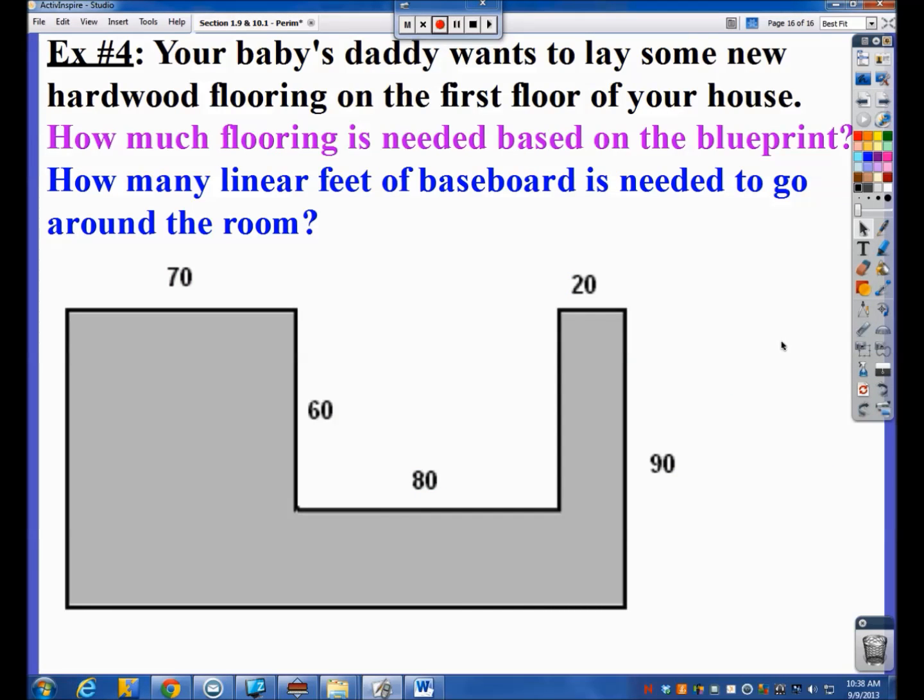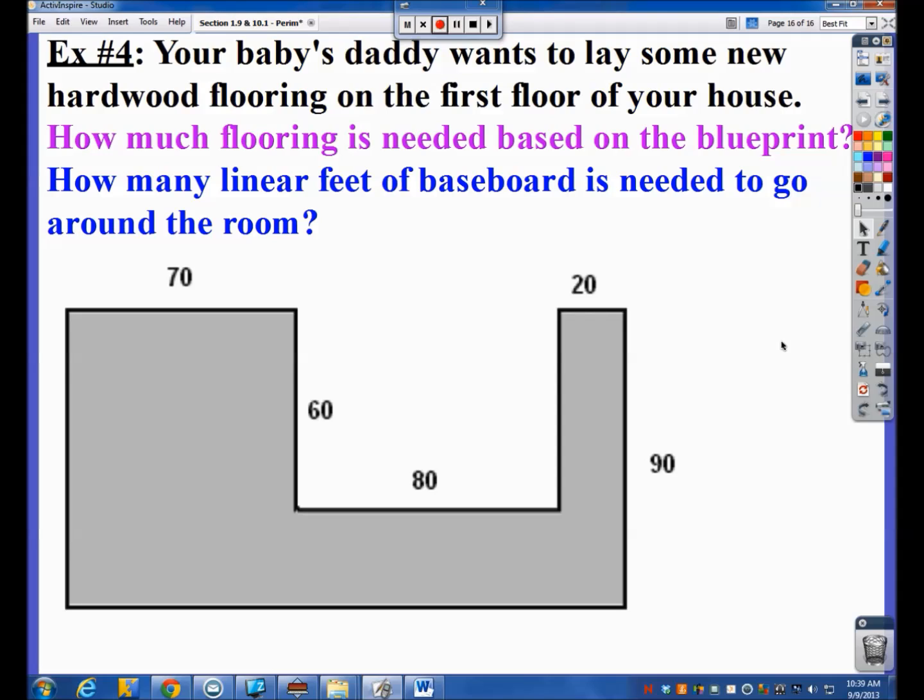And the last example, I'm going to leave this one for you guys to do. Okay? There's kind of two parts to it. It says your baby's daddy wants to lay some new hardwood flooring on the first floor of your house. I mean, it's only the nicest thing he could do, right? Besides raise your child, is to make upgrades to your house. Sure. So how much flooring, this is question 1, how much flooring is needed based on the blueprint?